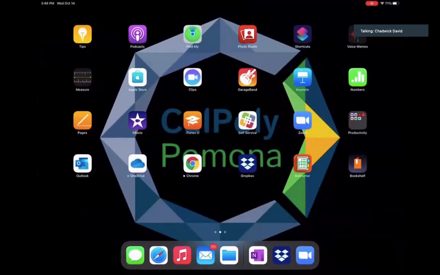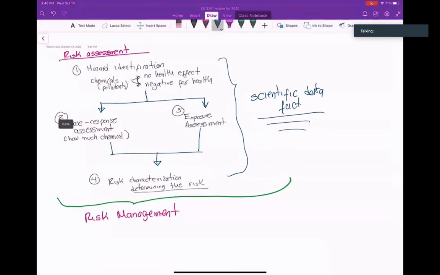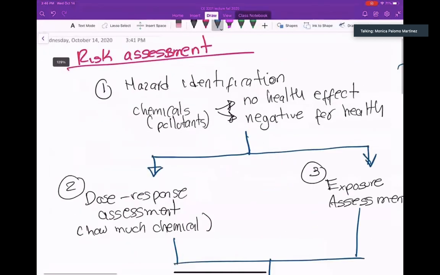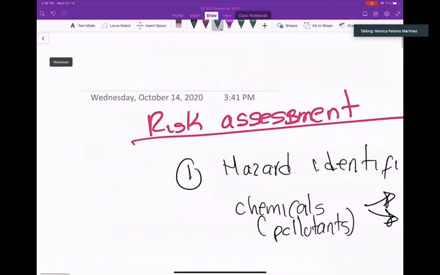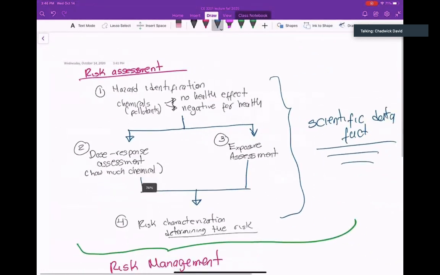Is there anything above the risk assessment that you were writing right now? Oh, okay. No, that is the OneNote date. Okay. All right, thank you. No problem.